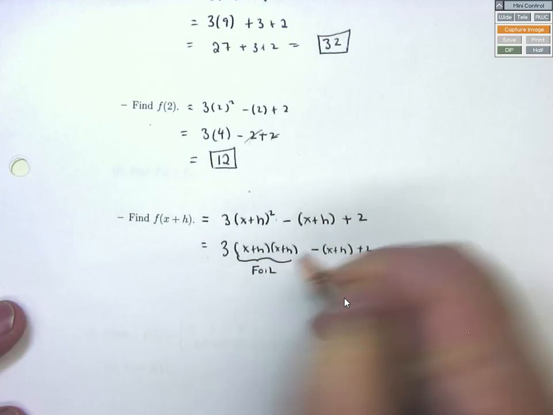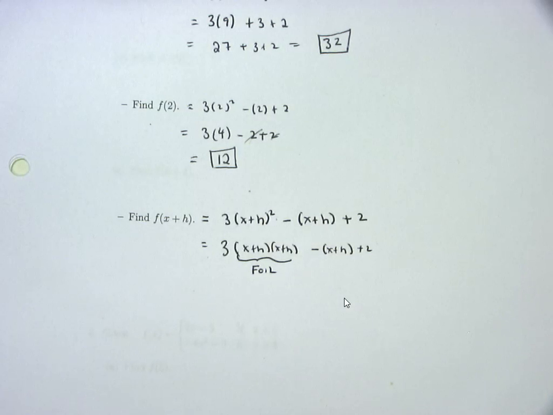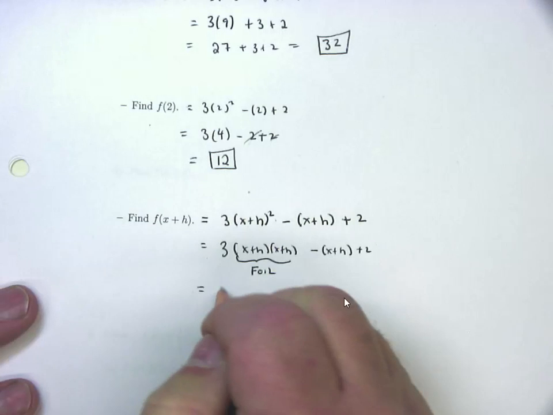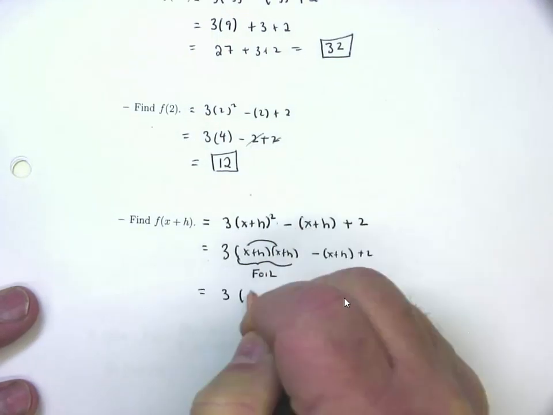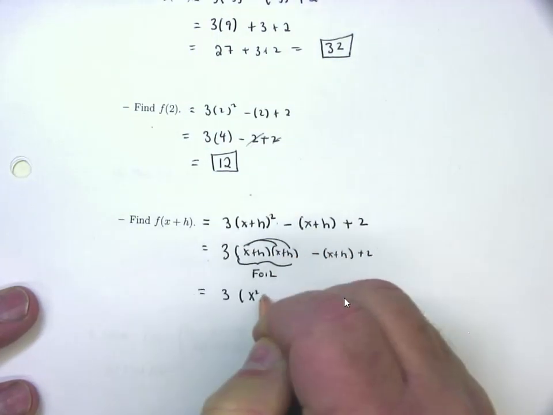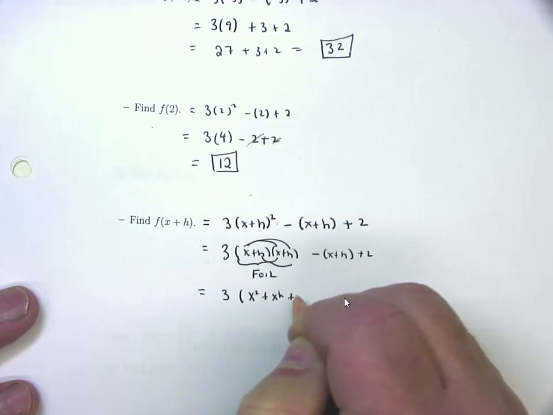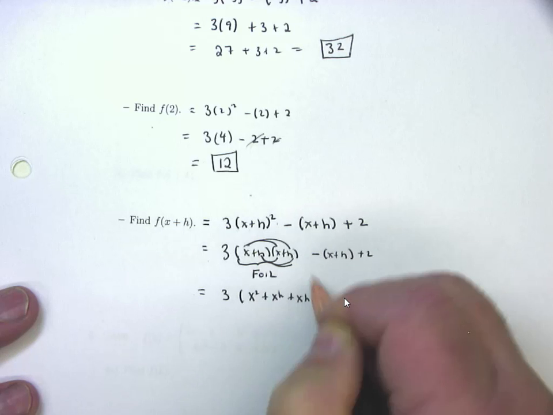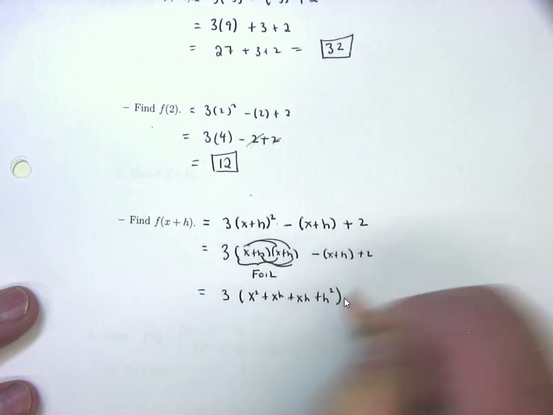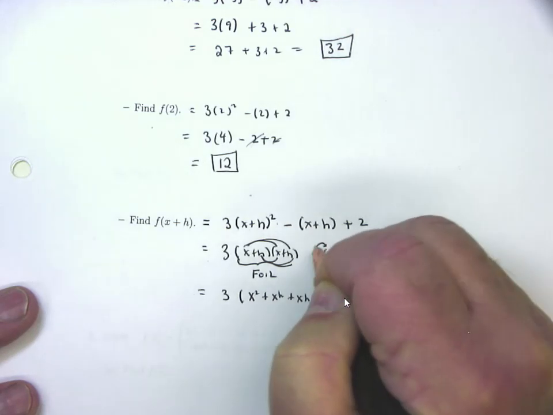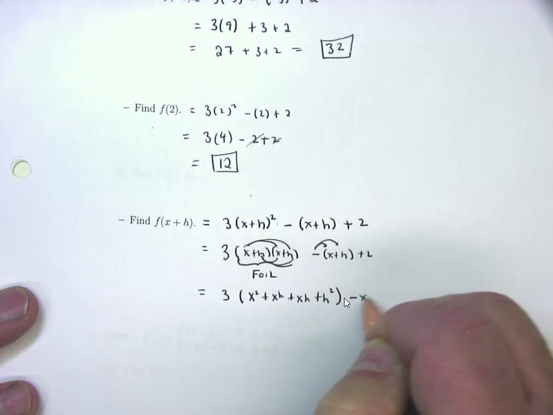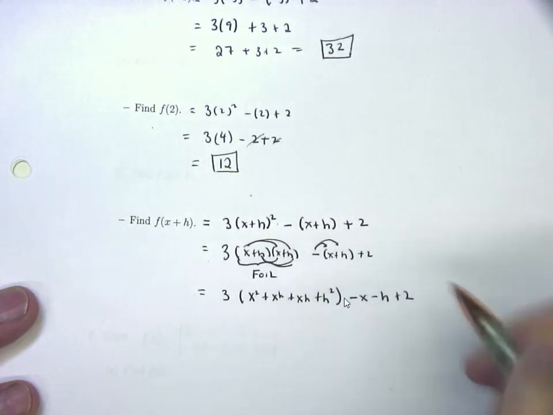Distribute, and the famous word for that is FOIL: first, outer, inner, last. It's the FOIL method. You're going to distribute this through, leaving the 3 out front. x times x is x squared, x times h is plus xh, plus h times x, which is another xh, plus h times h, which is plus h squared. And here I'm going to distribute the negative. That becomes minus x minus h plus 2.